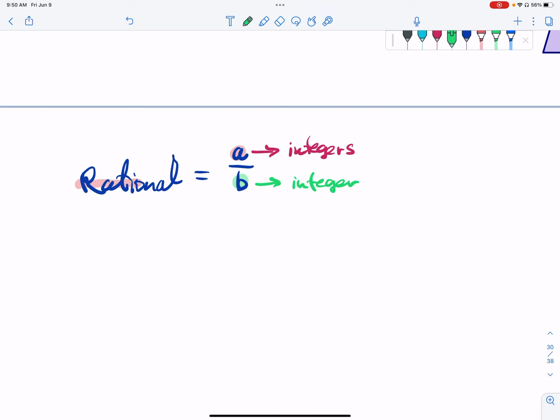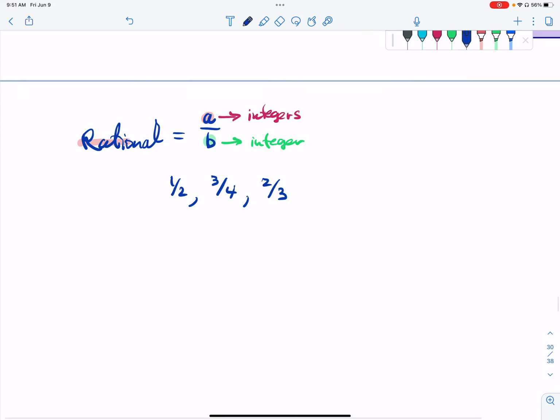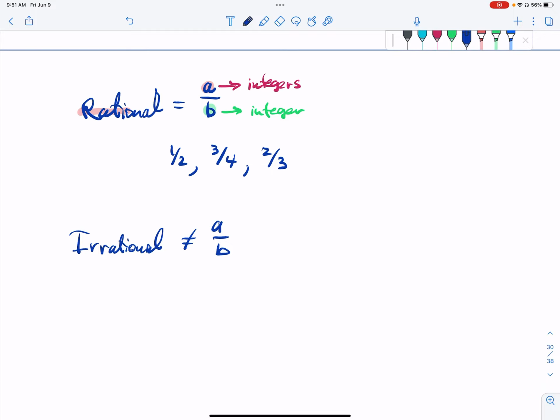So you've got stuff like 1/2, 3/4, 2/3, and so on. All of those things are examples of rational numbers. So the exact opposite of that, when we say that a number is not rational, or irrational, we're saying that you cannot write it as a ratio of two integers, A over B. So an example of that, of course, would be something like pi. You can't write that as a ratio of integers. And people have tried and failed. For example, 22 over 7 is one that is super famous.